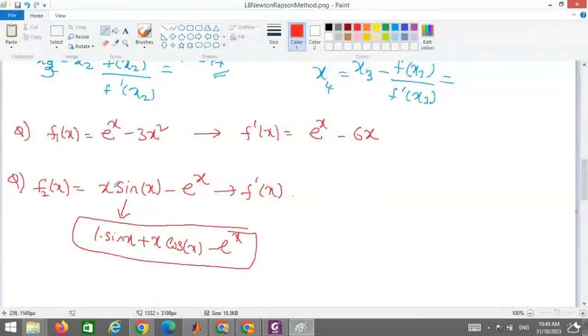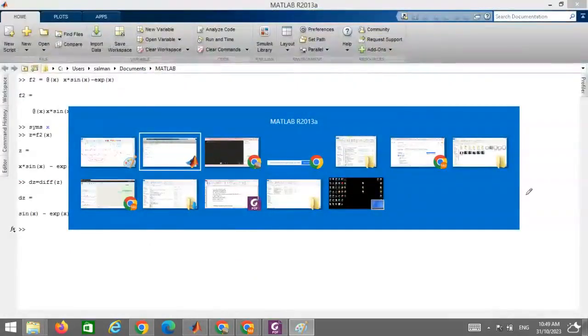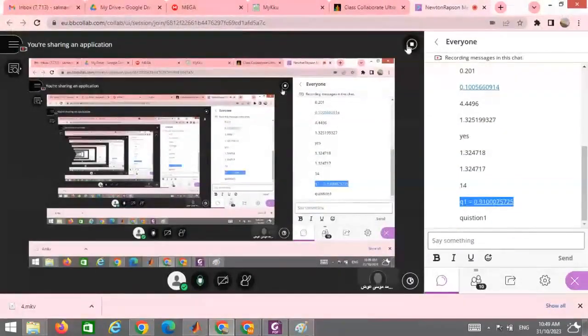So use these two functions with the Newton-Raphson method, and assume the initial guess to be 2, okay, and try up to 5 iterations. Let us see. Okay, so with this we have finished the Newton-Raphson method. So if you have any questions, please ask. Any question?